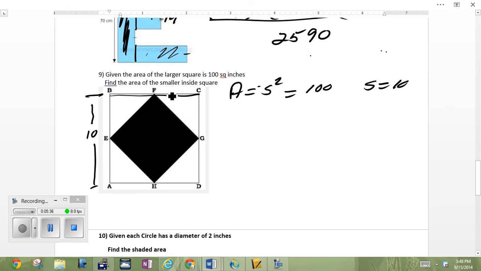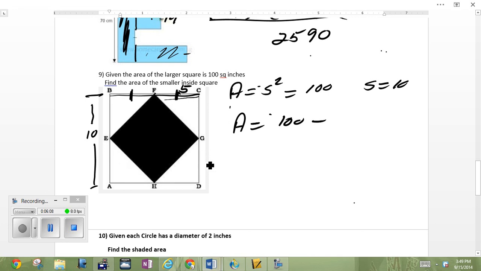And I think pretty safely we can assume that F is the midpoint of BC, G is the midpoint, so all the way around. So that means these lengths are 5. So basically, to find the area here in black, we've got to take the large area, which is 100, and we're going to subtract from there. So the area is going to be the large area of 100 minus each of these triangles.